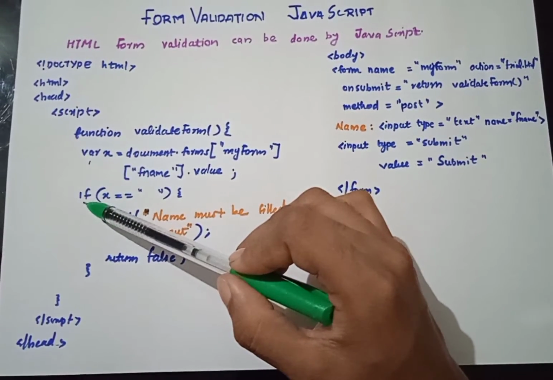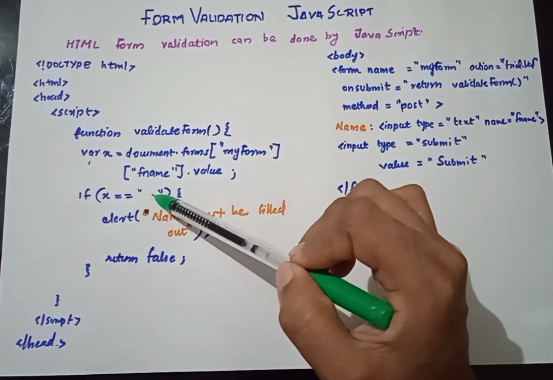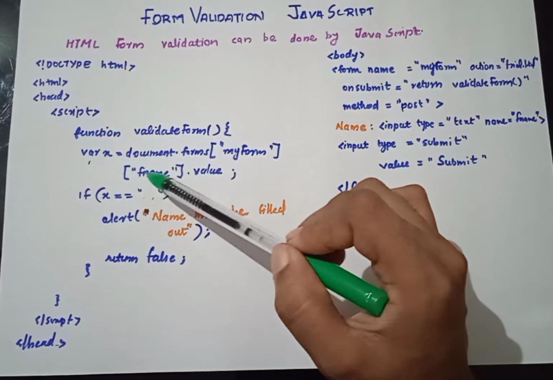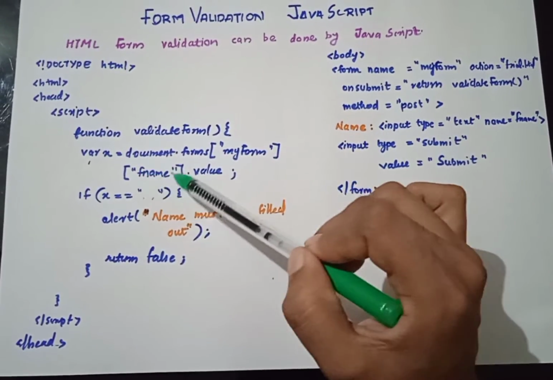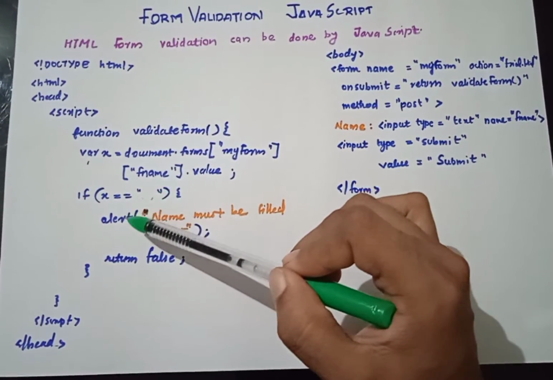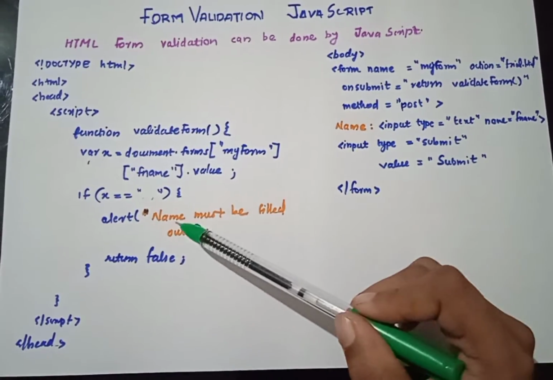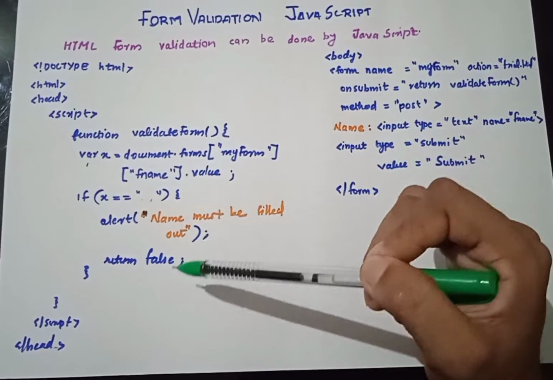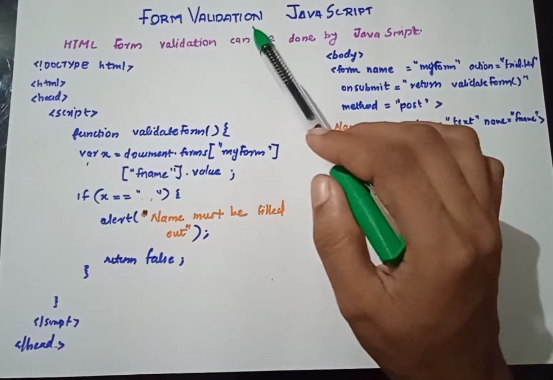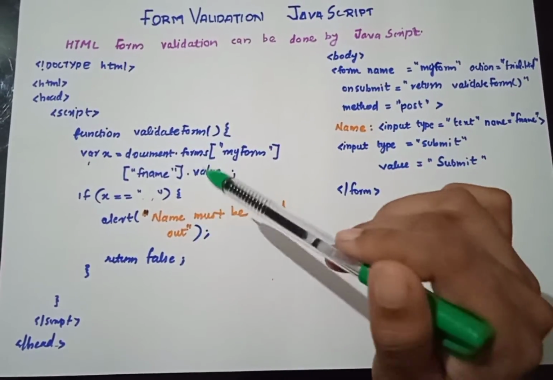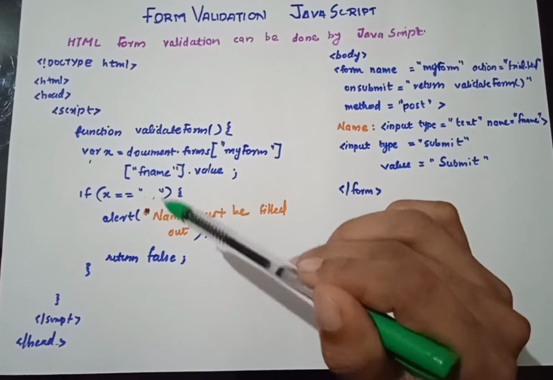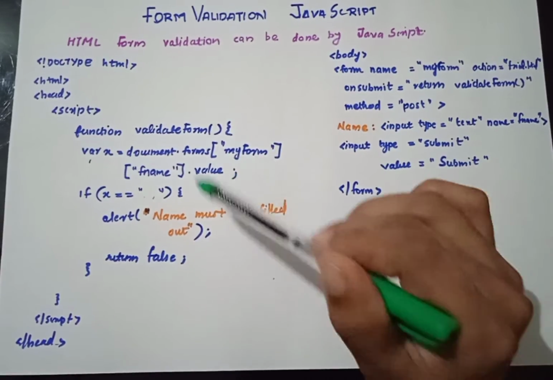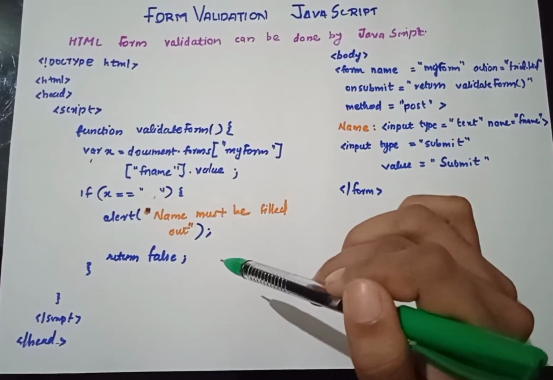And then what we are checking here: if x equals null, that means if the variable x, or the value inside the myForm, that is fname, is null, you must give an alert for what? Name must be filled out. So the idea behind this form validation is to do only one task, that is just to validate the name inside the myForm. This is the code for that.